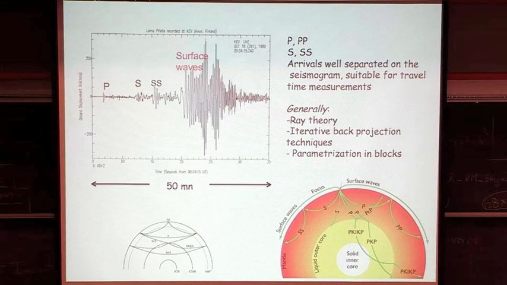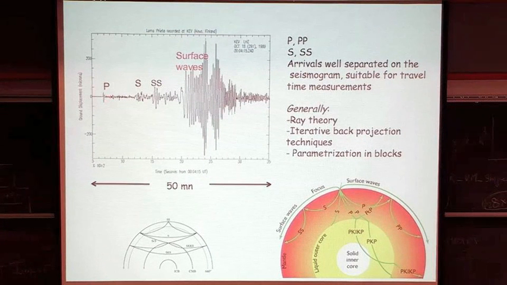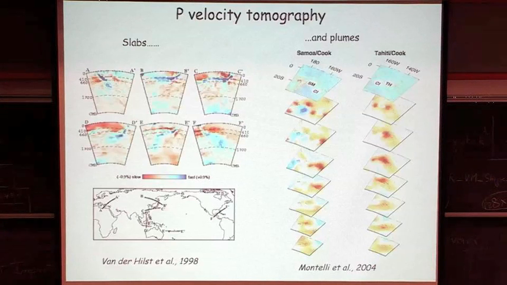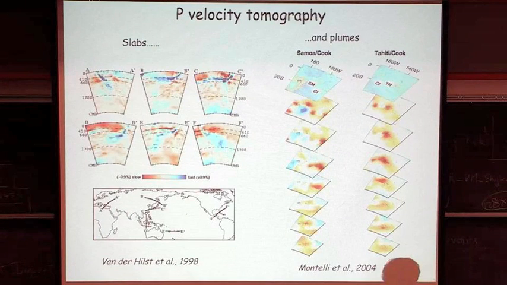Generally, people parameterize in blocks, but not necessarily. The first thing you want to look at are these travel times of body waves traveling through the mantle. We've seen many pictures of slabs. These are some relatively old models here by Van der Hilst, and some pictures of plumes, quote unquote. I will argue, and I'll show you why in a minute, that I would believe this picture more than this one, simply because of coverage.